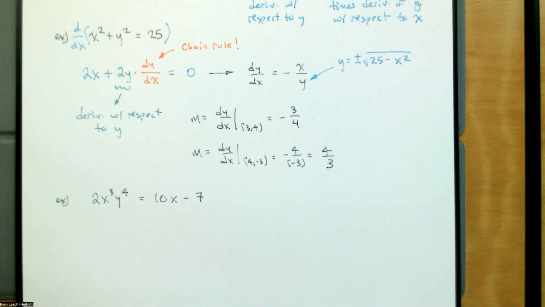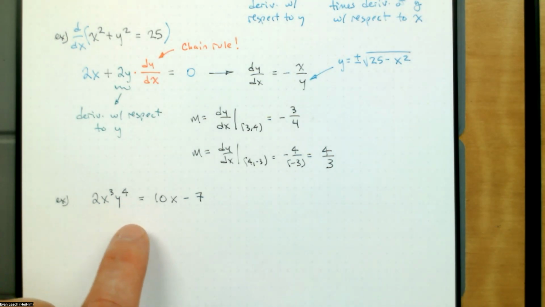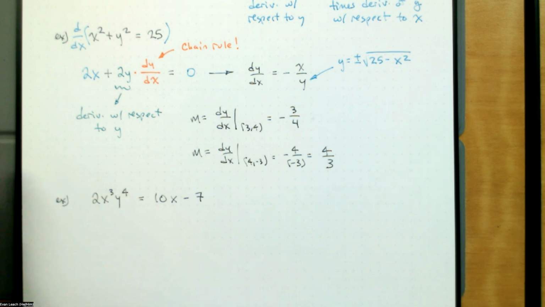So what we're going to do is take the derivative with respect to x of each of the terms. Now, what we've got to remember is that x and y are related. So here we can't really solve for y. We'd have a plus or minus 4th root, and there'd be 4 of them. 2 of them would be complex. We don't have to worry about them.